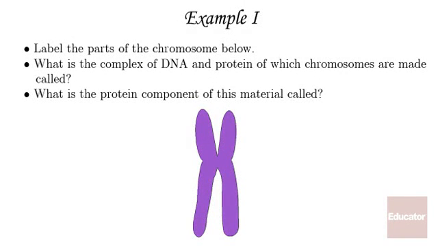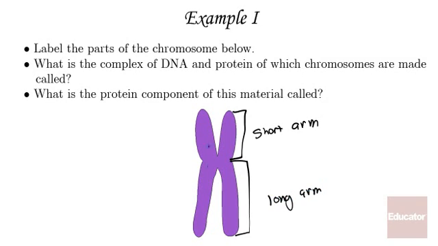All right, let's do a few examples to reinforce what we've just learned. First of all, example 1, label the parts of the chromosome below. What is the complex of DNA and protein of which chromosomes are made called? What is the protein component of this material called? So parts of the chromosome. Well, first of all, I see that there are 2 sister chromatids here, and each of them has a short arm, and each of them has a long arm.